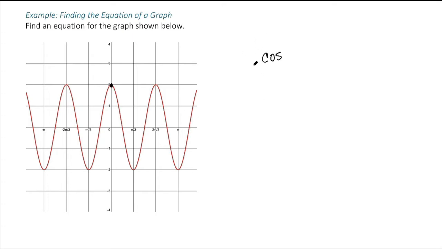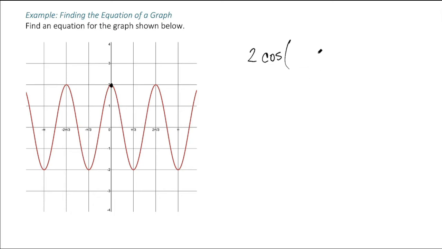The number in front is the amplitude, or the absolute value of this number is the amplitude. We started at a positive, so this is going to be a positive in front, and the amplitude is 2. We can see that from our middle, we're going up 2. So we're going to have a 2 out in front of this.